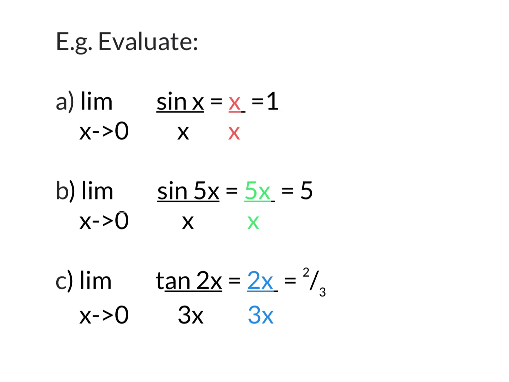So for the first one, the limit as x approaches 0 of sine x over x: the rule said as x approaches 0, sine x approaches x, so we end up with x over x, which is 1. The limit as x approaches 0 of sine 5x over x, well, sine 5x approaches 5x, so you get 5x over x, which is 5. And finally, for the limit as x approaches 0 of tan 2x over 3x, tan 2x approaches 2x, and so we get 2x over 3x, which is 2/3.